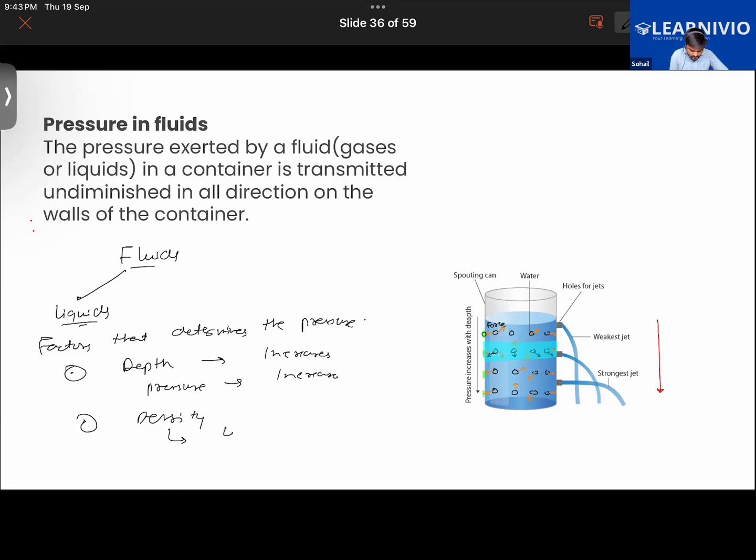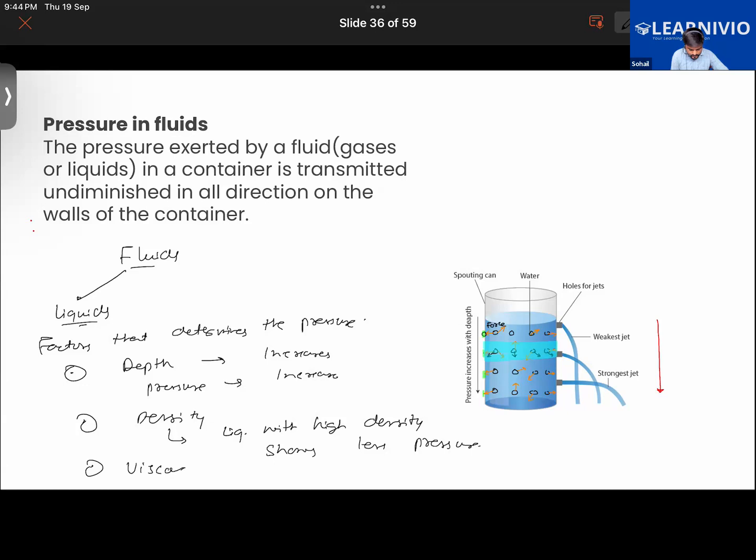So liquids with high density show less pressure. So density is also one of the factors that will be defining it. Okay? Furthermore, another property is viscosity.